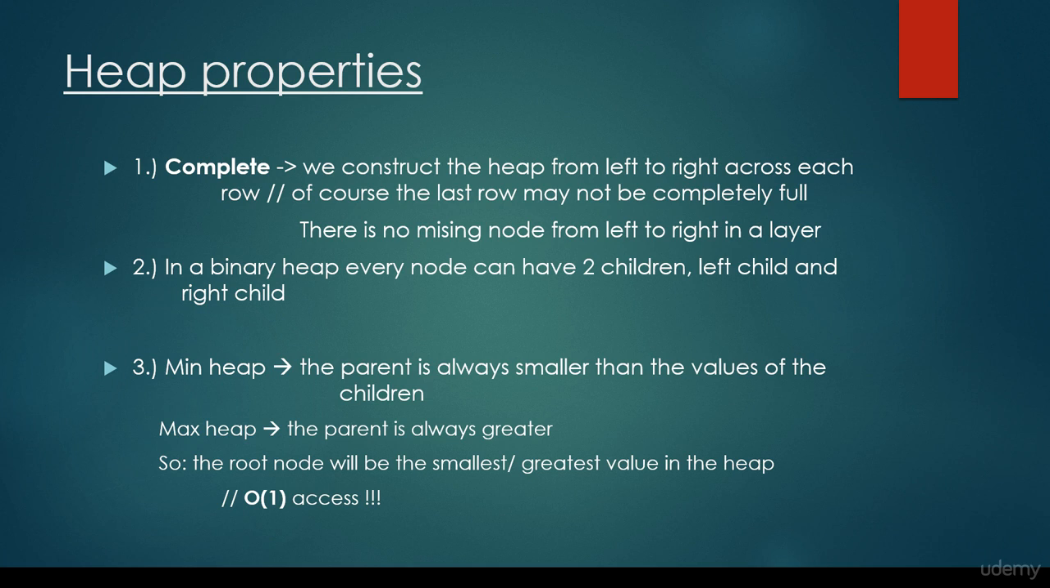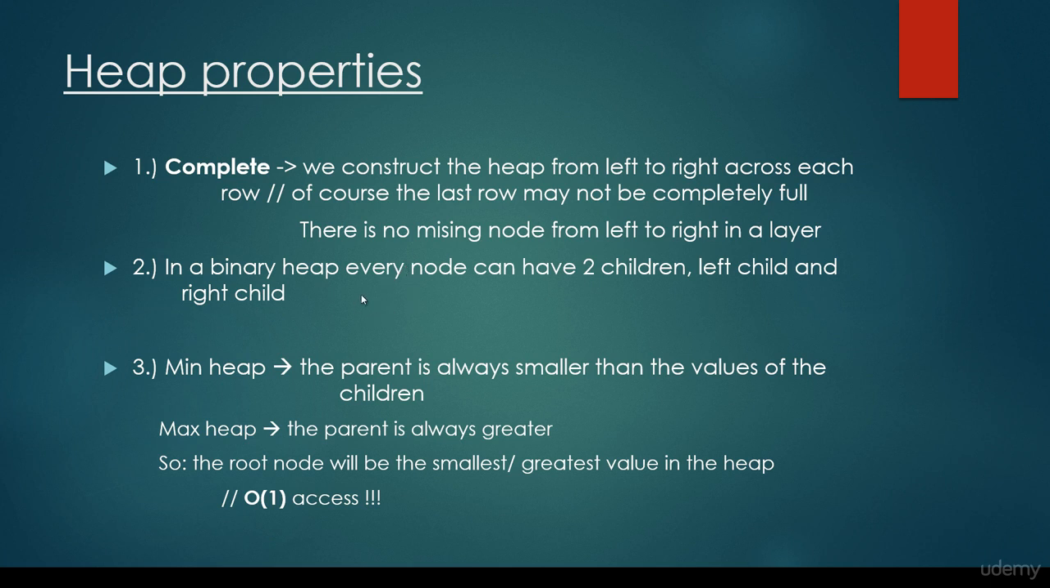Then, in a binary heap, every node can have two children, a left child and a right child. In this sense, it is very similar to what we have seen for binary search trees. Every single node can have a left child and a right child. But it's extremely important that we do not state that the left child is smaller and the right child is greater than the parent, as we have done for binary search trees. For heaps, we just have to define that every single node has two children, left child and right child, but we don't specify whether the left is going to be greater or smaller than the parent.